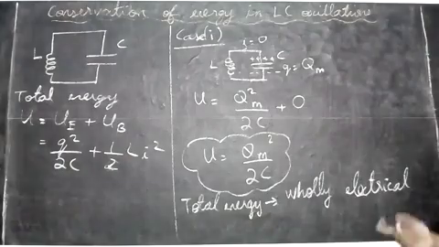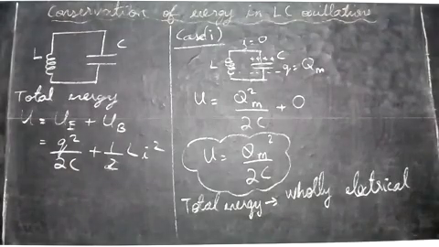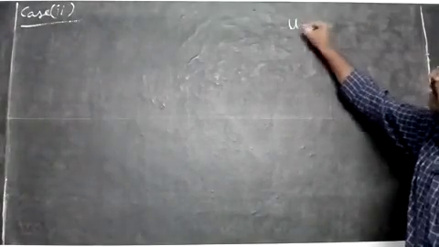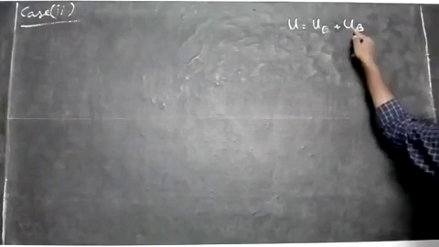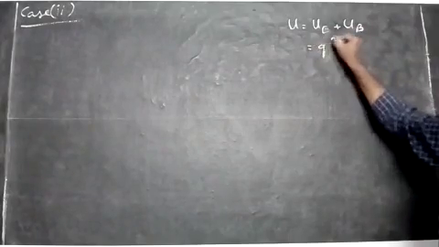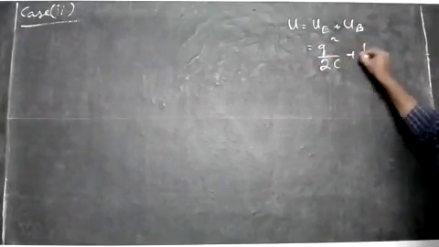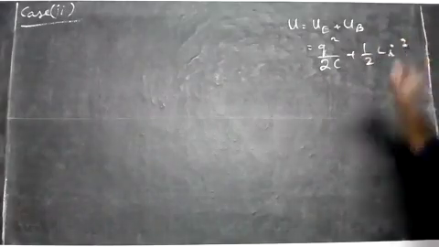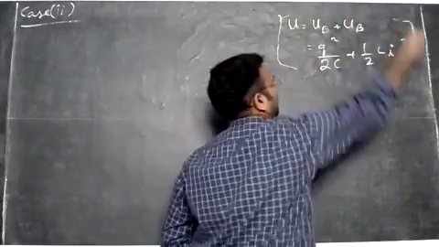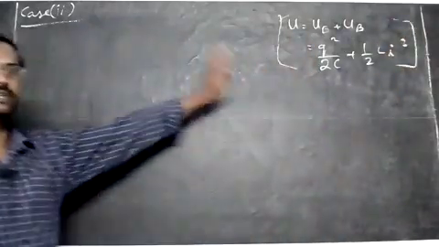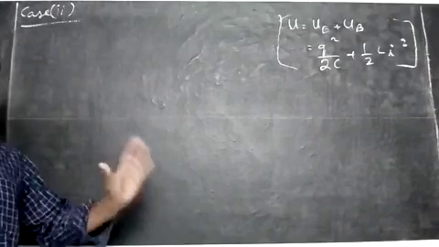Now let me erase the board and we'll go to case 2. We know the total energy U is equal to UE plus UB, that means energy stored in the electric field plus energy stored in the magnetic field. This equation will be Q square by 2C plus half L i square. This was the equation we got first. I am writing it for us to remember, and we'll use this equation here. Let's see the second case.